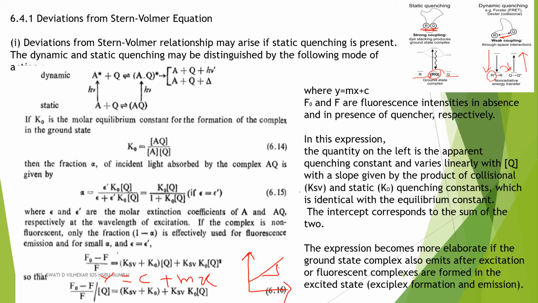This expression is for the first case. Now for the second case, if the complex is non-radiative, then F naught minus F, the decrease in the fluorescence intensity, will be equal to this value, and Q will come out common, and you will get this expression. If you plot a graph, it will be a straight line, but the intercept, which is 1 in the Stern-Volmer equation, comes to be KSV plus K naught, and the slope, which is only KSV in the Stern-Volmer equation, comes to be KSV times K naught. So these are the deviations from the Stern-Volmer equation if static quenching is present.